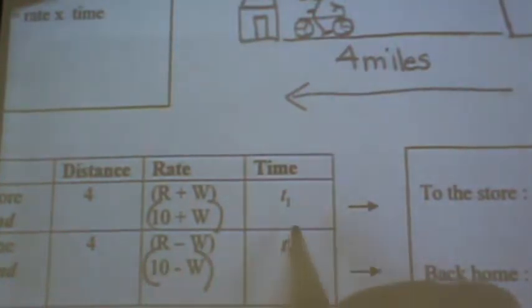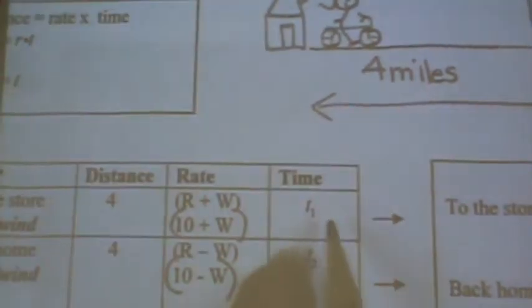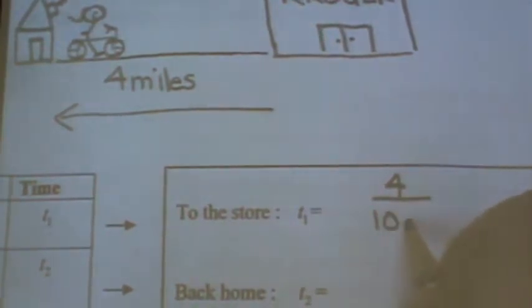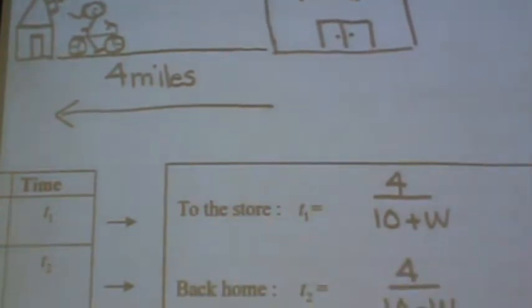How did I tell you how to find the time? Well, if distance is equal to rate times time, time is distance over rate. So what would the time going to the store be? It would be 4 over 10 plus W. On the way back home, it's 4, the distance, over 10 minus W. So this is the entire time it took us to go from our house to the store and back home.